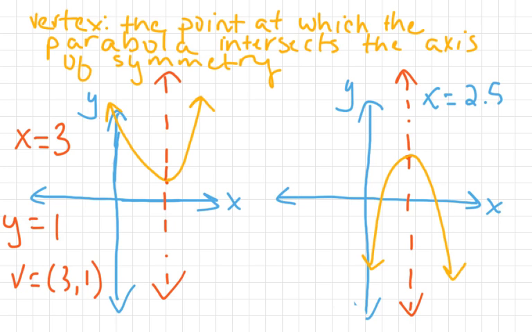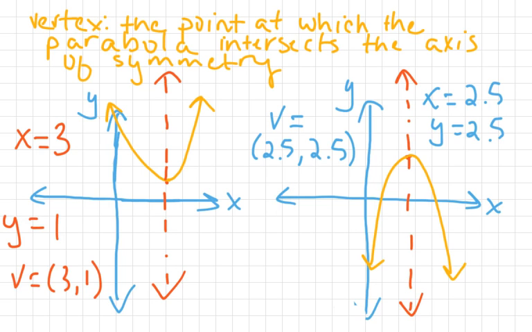What's my y value? How far up on the y-axis is this graph going? We go up 1 unit, 2 units, and it looks like that's 2.5 as well. So my vertex is (2.5, 2.5). Visually speaking, it's kind of obvious where we can find our vertex in our parabolas.